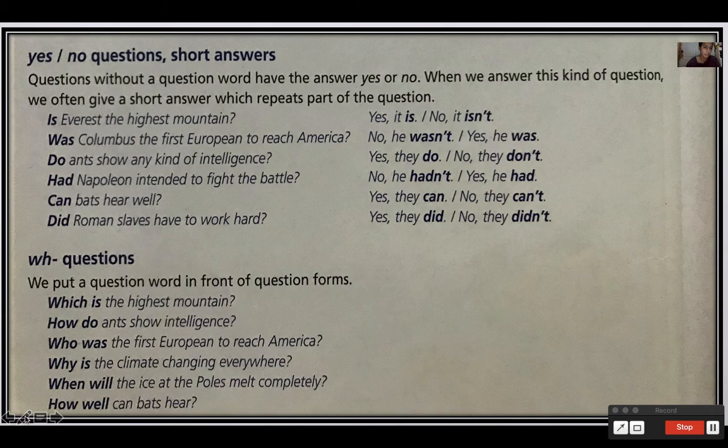How can you recognize a short answer? Because we are using auxiliary verbs like these ones. Is Everest the highest mountain? Is Genesis watching the video? Yes, she is. No, she isn't. Is Karen eating during the class? No, she isn't. Yes, she is. Okay.